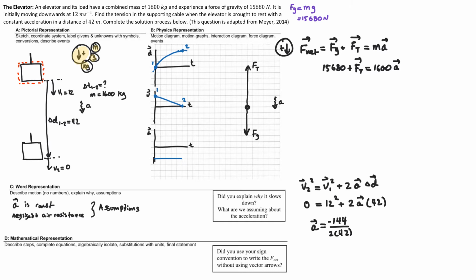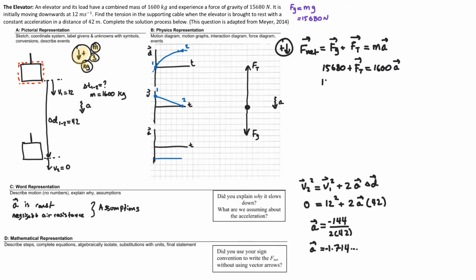And I'm going to rearrange, actually this becomes negative, so my acceleration becomes negative 1.714 dot dot dot. And it would make sense that it's negative because I'm assuming that it's going down, but it's actually going in the upward direction. Now I can plug that into here.